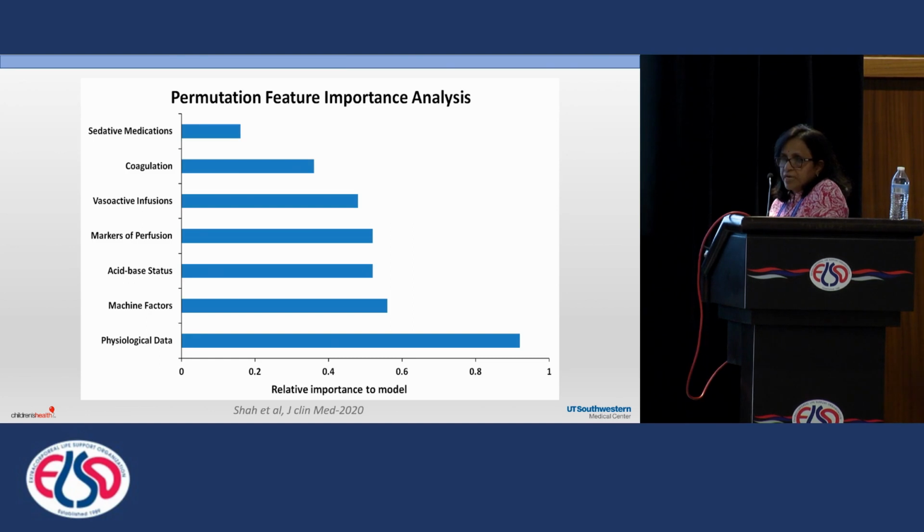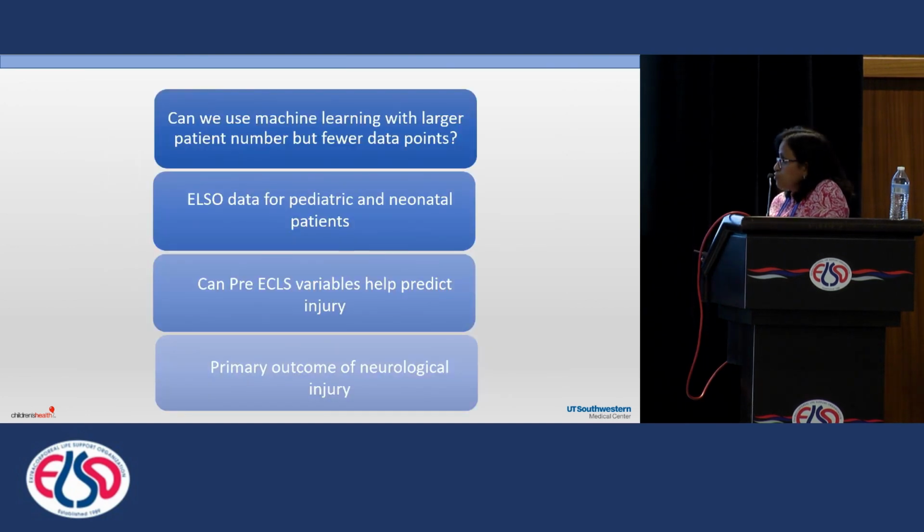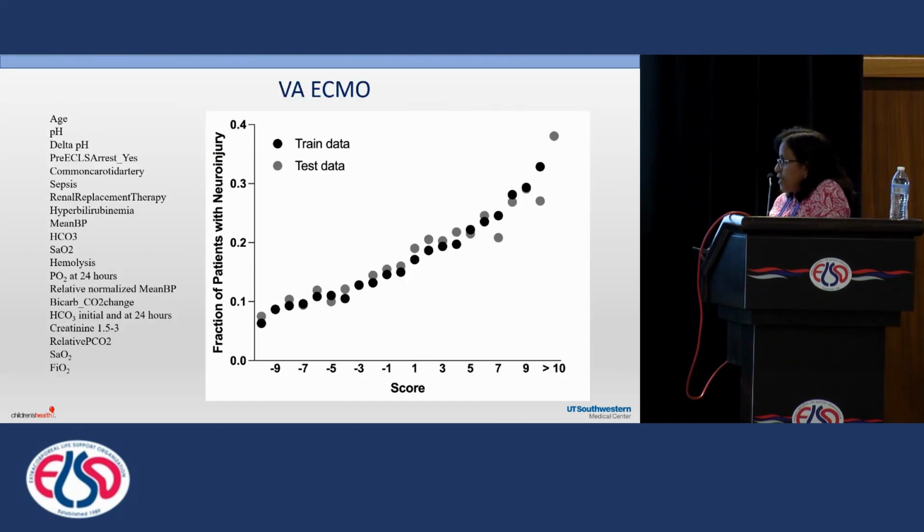So then we said we are going to do the same thing with a large number of patients, but with fewer data points, utilizing the ELSO registry data. So far, this is still unpublished data, and we have come up with some scores, and as you can see, these are some of the factors, and we used separate ones for VA and VV ECMO patients. The training data is represented in dark circles, and the test data is represented in gray circles. And I think it is certainly helpful, at least in the higher score range.